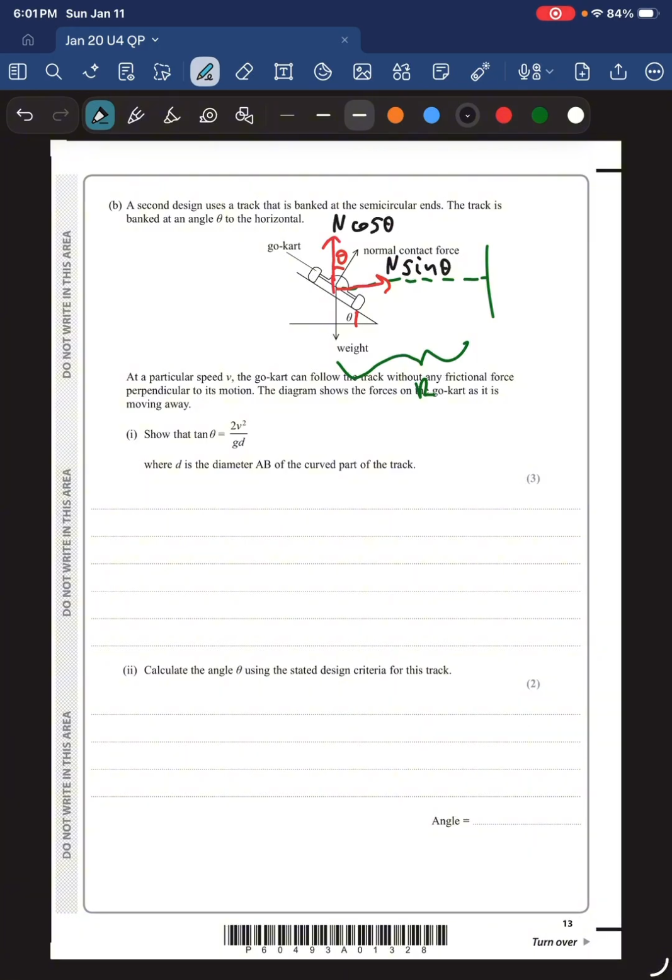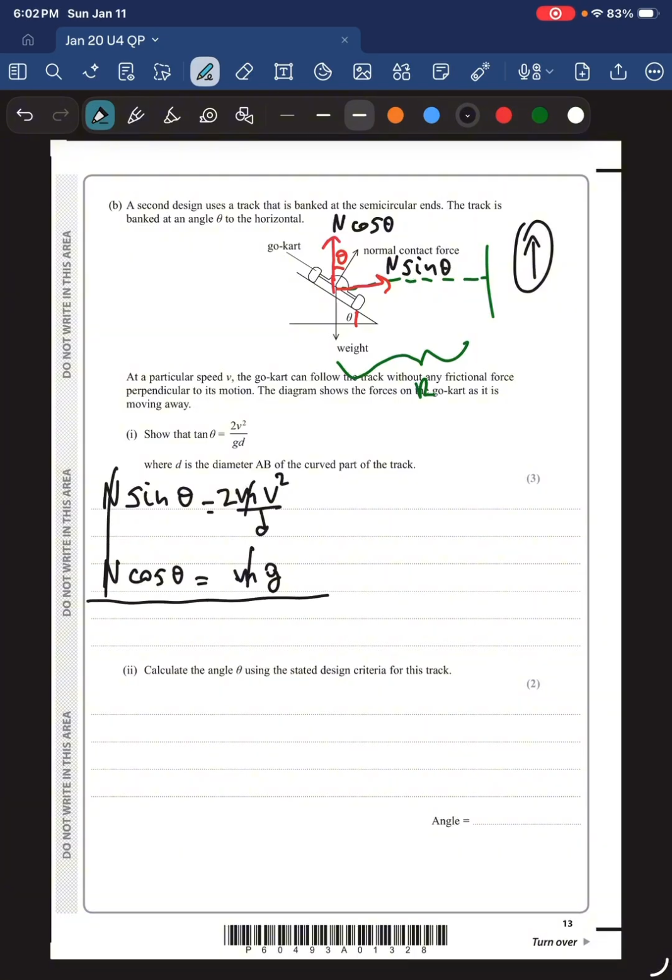So what I'm trying to say is that this is n sine theta, and this is n cosine theta. N sine theta is the centripetal force, so it's equal to mv squared over r, but r is d over 2, okay? And then we also have an equation for the other component, which is n cosine theta, and this is equal to the weight, which is mg, because there is no motion upwards. The cart is not moving in this direction that I just drew. So if we divide this, n goes away, the mass goes away, and sine theta over cosine theta is tangent of theta, and tangent of theta is simply 2v squared over gd, exactly as asked, okay?